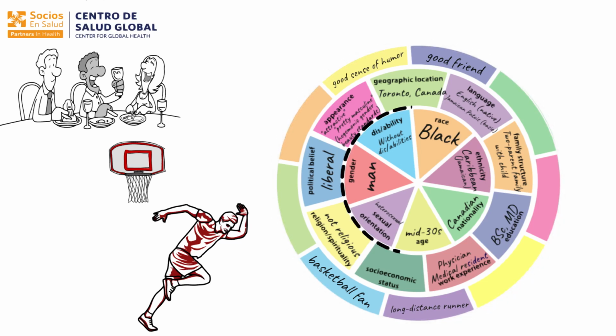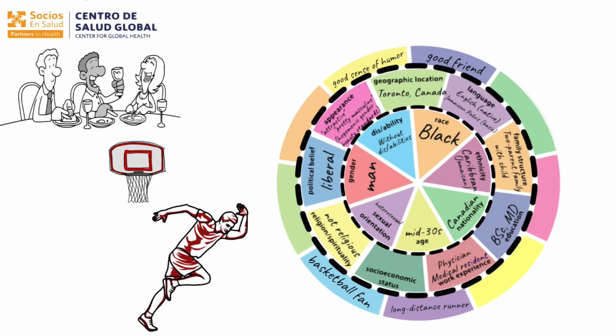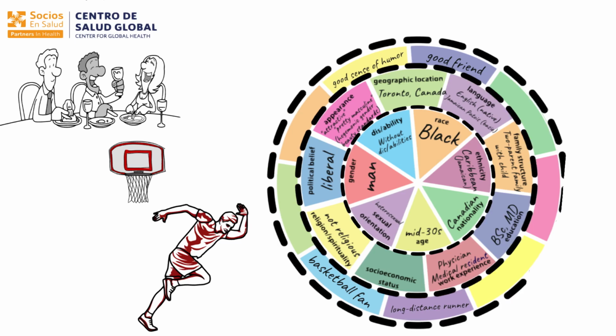So, what are two identities you'd put in your innermost circle? What about the middle circle? And finally, what about that outermost circle?